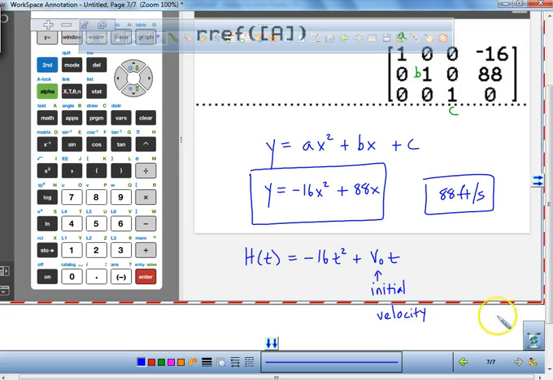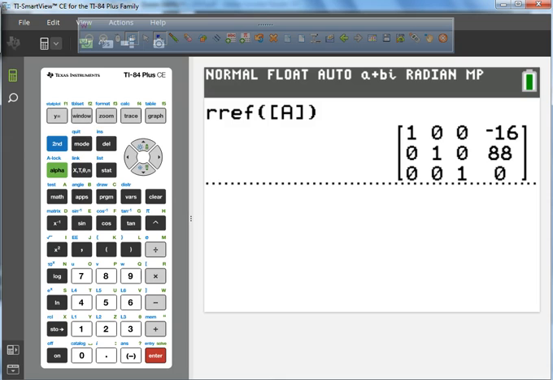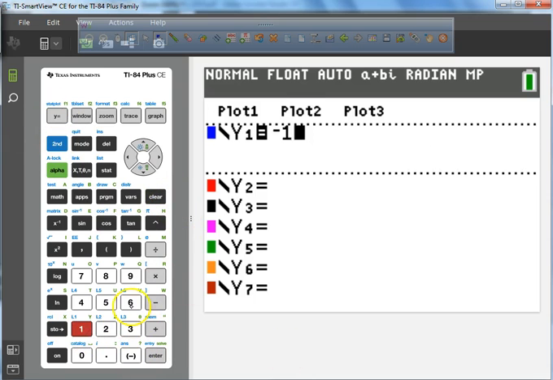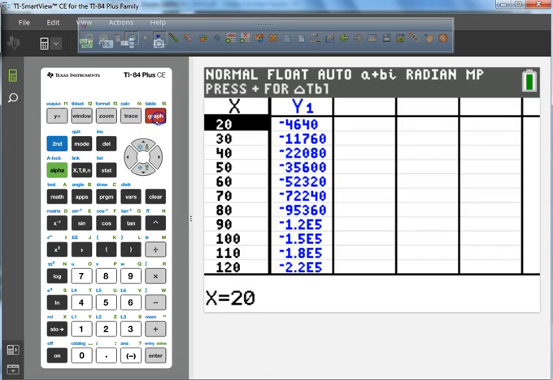That's the initial velocity of the rocket. So what I want you guys to do, after you write that down, hit y equals in your calculator. Type that in. Alright, you go with y equals, we're going to type in negative 16 x squared plus 88x. Let's check our table now.